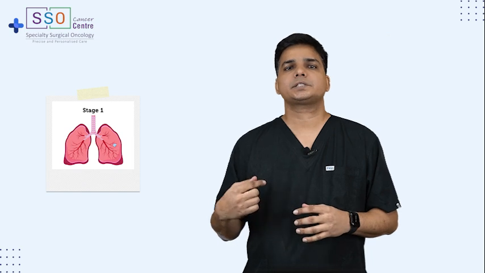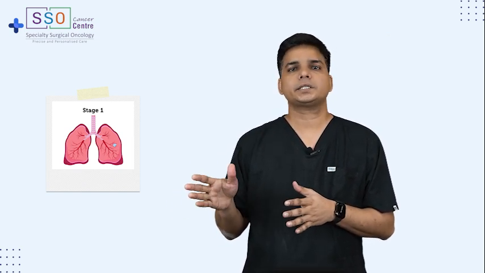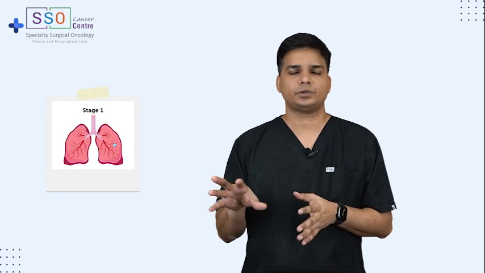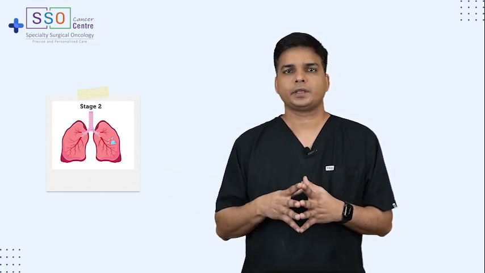So now coming to the staging. As we know, lung cancers are stage 1 to 4. In stage 1, the disease is localized to the lung, part of the lung or the entire one side of the lung, and the disease has not spread to the nearby or regional nodes. In stage 2, the disease is there in the lungs and it has spread to the regional nodes as well.